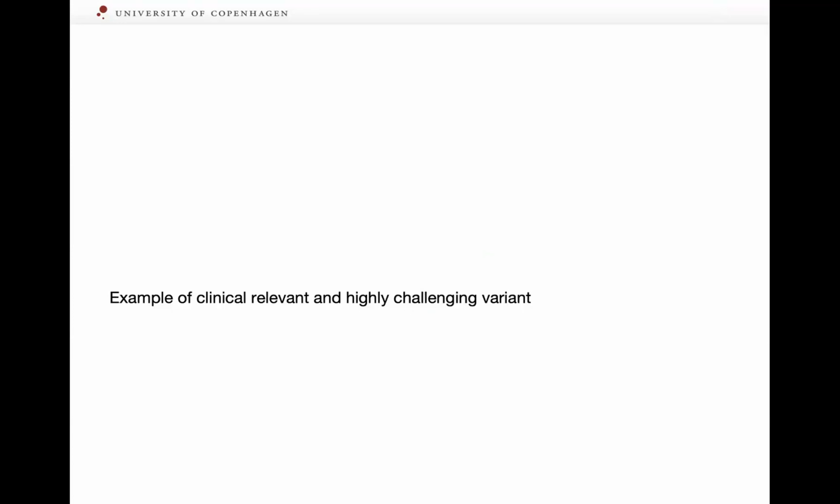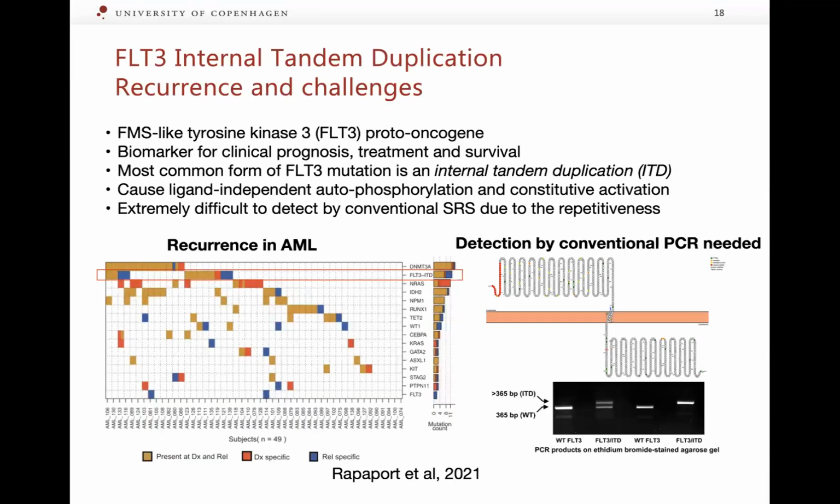So I want to give you an example of a clinically relevant and highly challenging variant in acute myeloid leukemia. This is the gene called FLT3. It's an internal tandem duplication of FLT3. It's highly recurrent and it's extremely challenging. FLT3 is a proto-oncogene. It's a biomarker for aggressive disease. It's actually required for the diagnostics of acute myeloid leukemia.